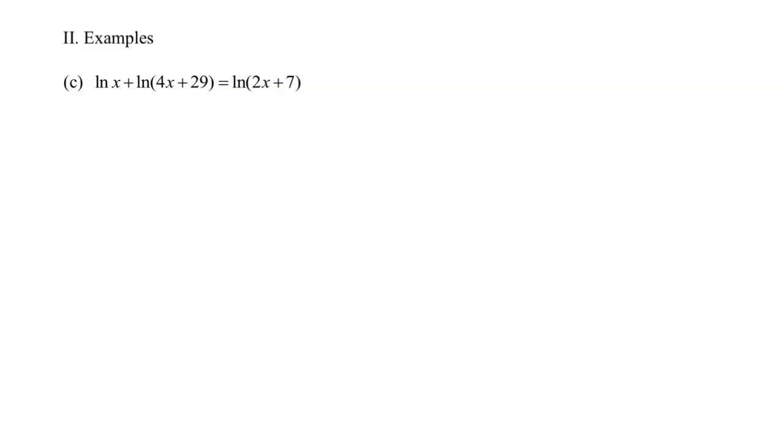And once I have one single logarithm on both sides, I can just cancel the logarithm from both sides. And so that's exactly what I'm going to do. On the left-hand side, I'm going to utilize the product rule to make this say the natural log of x times 4x plus 29 is equal to the natural log of 2x plus 7.